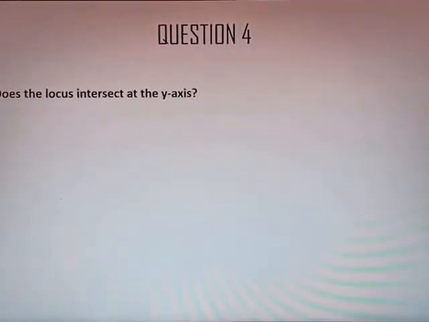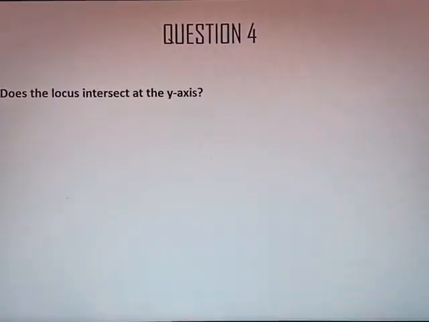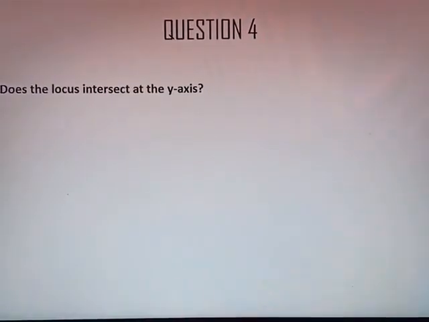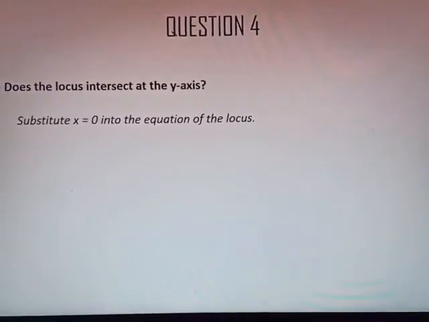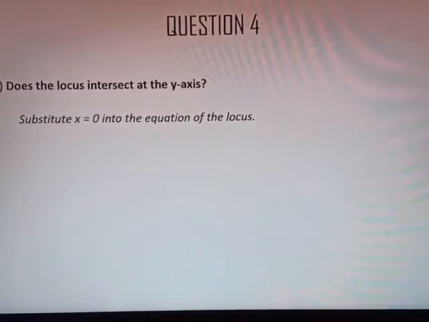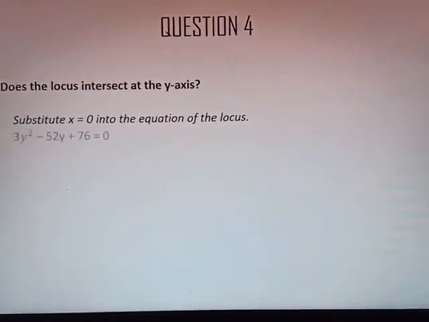On to question 4, C2. Does the locus intersect the y-axis? The first step would be to substitute x equals 0 into the equation of the locus.